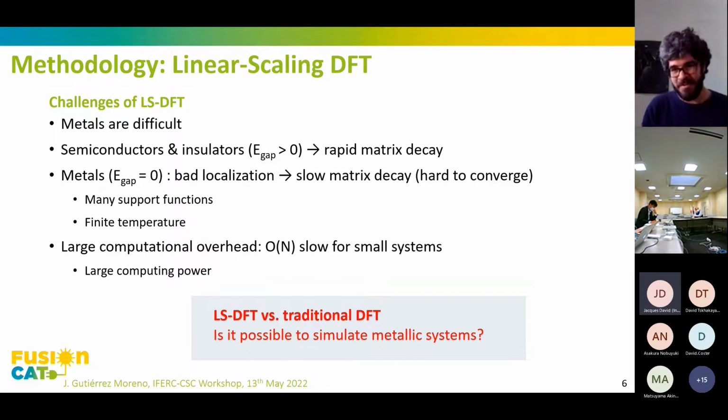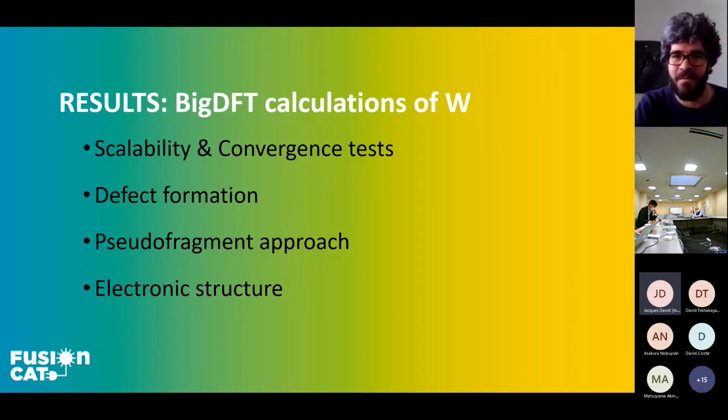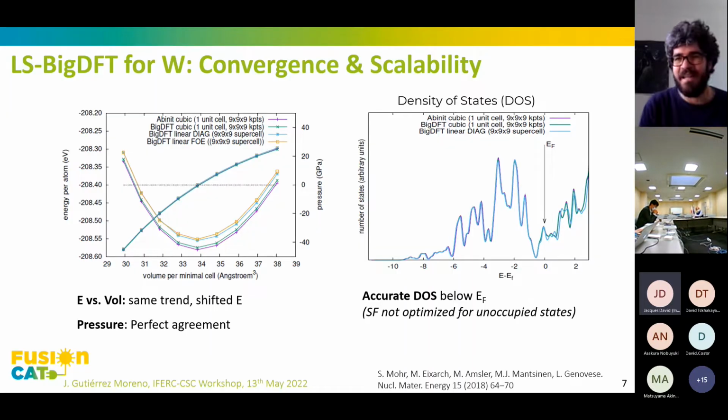So what I'm going to show, or try to show now in the results section, is our comparison between linear scaling and traditional DFT, and whether it's possible to simulate metallic systems, and what accuracy we get from our calculations. So now going into results, I will start showing some scalability and convergence tests. Then I will discuss the formation of defects in tungsten. Then I will introduce the pseudo-fragment approach, an approach that we are testing to reduce computational cost. And I will end with some models of the electronic structure of tungsten.